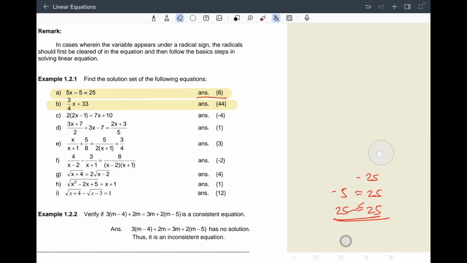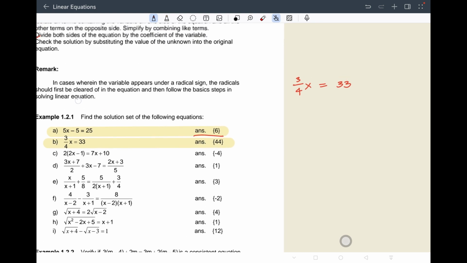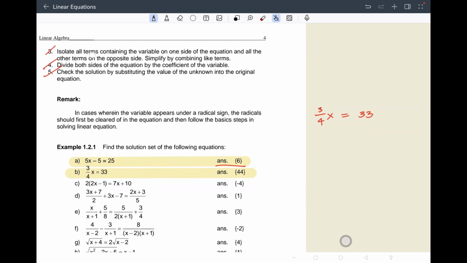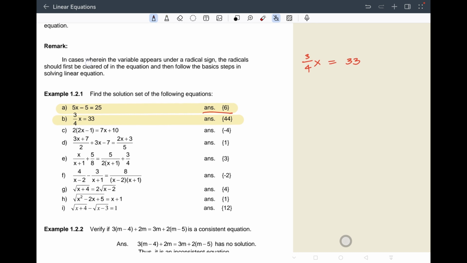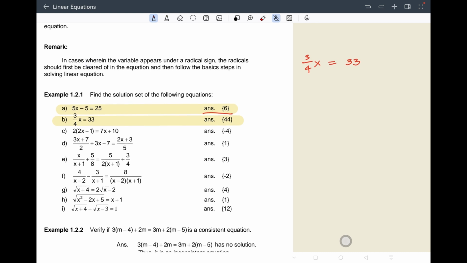So 3/4 x equals 33. So the equation is 3/4 x equals 33. So here, since it is a fraction, we apply this first step, no? That we need first to eliminate the denominator 4. Kasi fraction ito. So how can we eliminate the denominator 4?